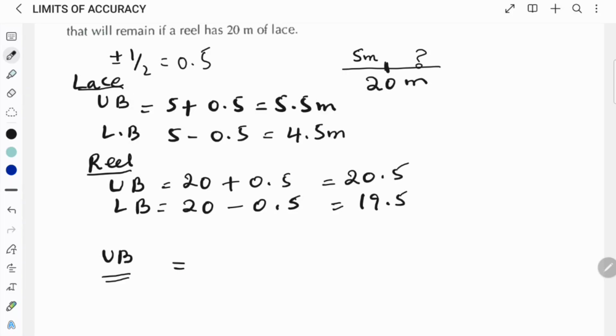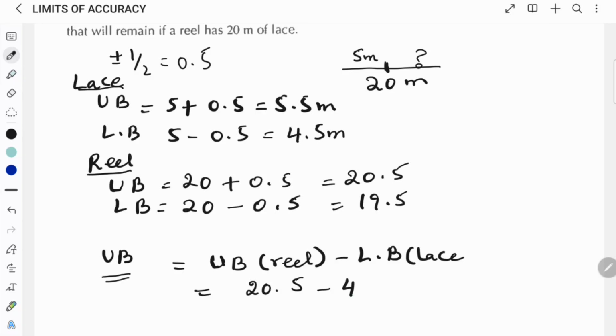The upper bound of the reel minus the lower bound of the lace. So that is the maximum minus the minimum, and you will get the answer. I've explained already that it is 0.5. So the maximum you will take is 20.5 minus 4.5, and you will get 16 meters, which is the upper bound.